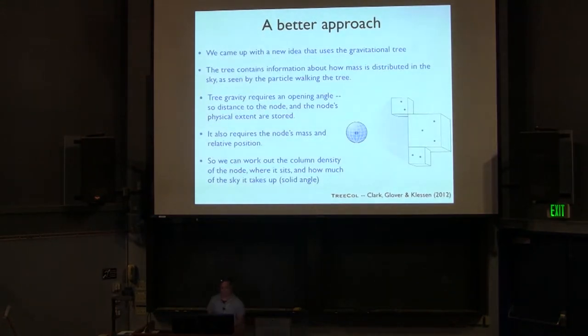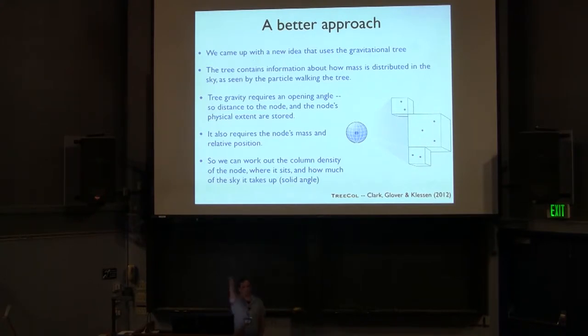We realized that we needed to do something better, because we were originally looking to do the chemistry in prestellar cores, and so we wanted something which wasn't biased by the geometry. After bouncing a few ideas around, what we came up with was trying to use the gravitational tree to estimate the columns. Now, gravitational trees are nice. We don't utilize them anywhere near enough. They store a lot of very useful information, which we then tend to just use for the gravity and throw away. For example, they store the mass and also the angular distribution in the sky.